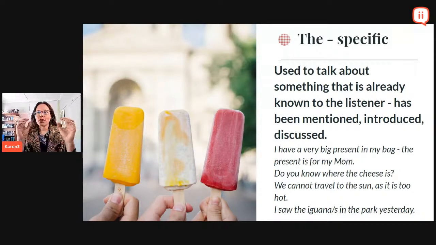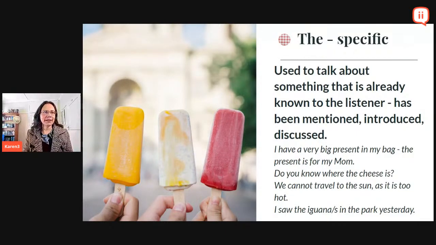And then, I saw the iguanas in the park yesterday. You are referring to something that someone has said about the iguanas. Somebody will say to you, I saw two iguanas in the park yesterday. And then you will go and come back to them, and you say, oh, I saw the iguanas that you were talking about in the park yesterday. Okay. I hope you don't, because they're quite dangerous animals, but there you go.